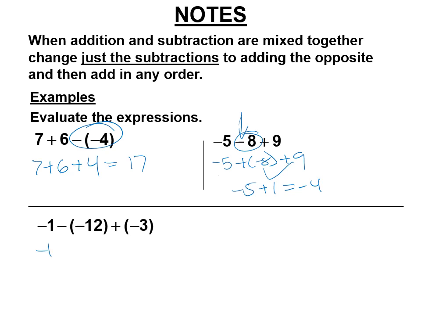Again, you leave the first number the same no matter what. You change the subtractions to adding the opposite, so you leave that last one. These two make 11. 11 plus negative 3 is positive 8. You could have used the commutative property and done that in any order you wanted.